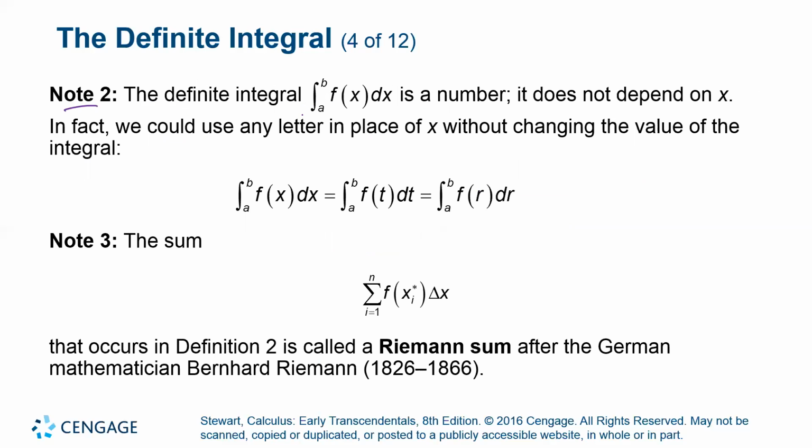This is the definite integral, and it's always a number. It does not depend on x. In fact, if I replace x with another variable without changing the value of the integral, it is always going to be a number.